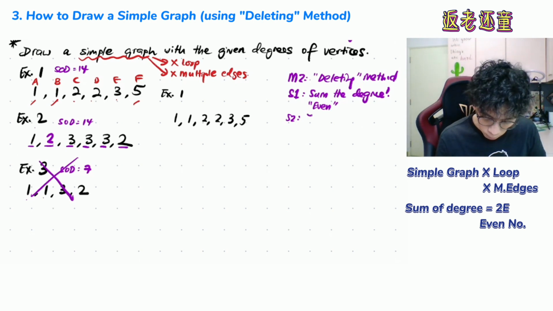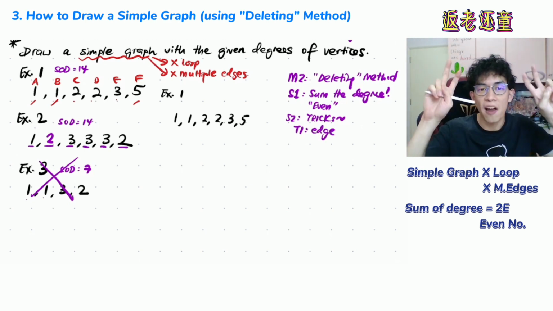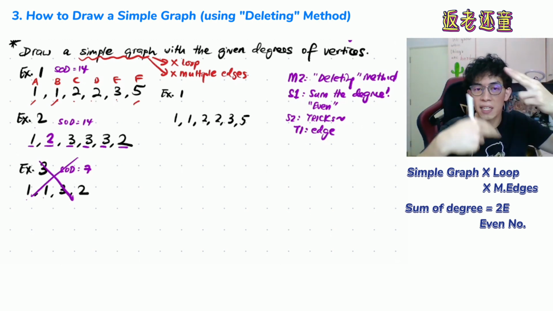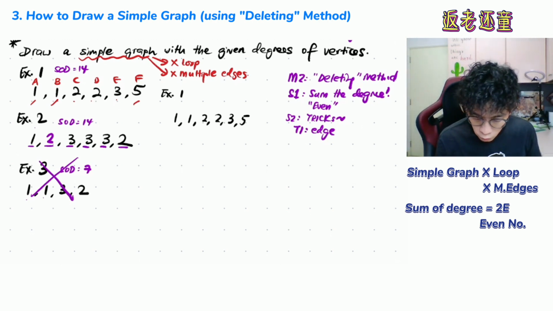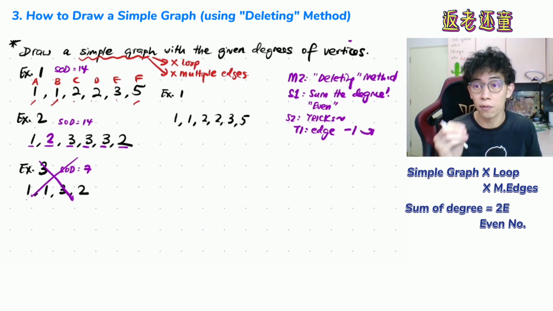Tricks. I put the tricks there. Trick number 1, T1 means trick number 1. I'm going to teach you how to handle the edge. Because I say this 返老还童 thing, the reversing thing. For an edge, you have to minus 1 and you're going to put arrows for each of the connections. What do I mean by that? Later I will tell you that.